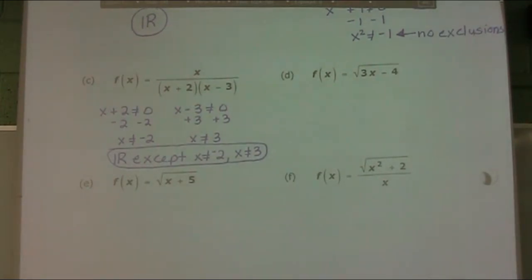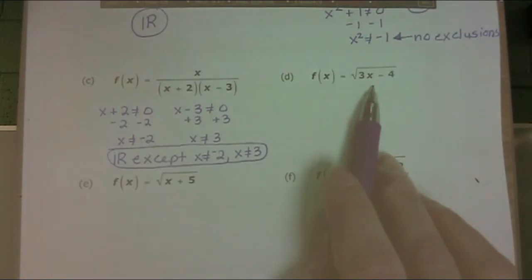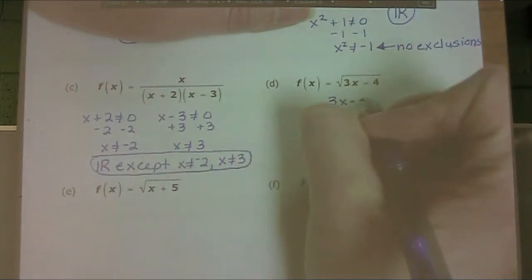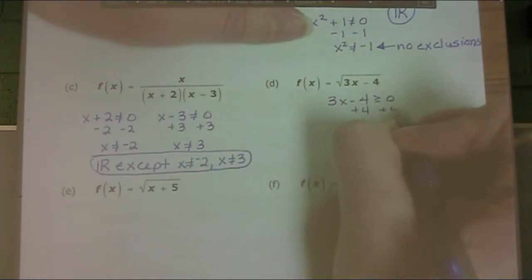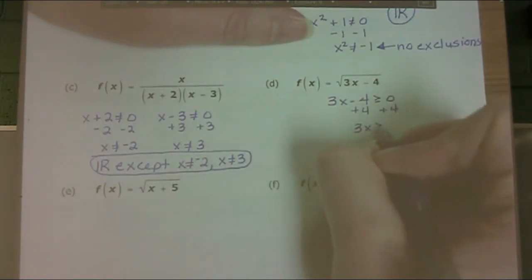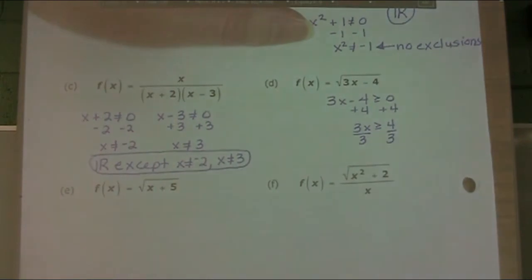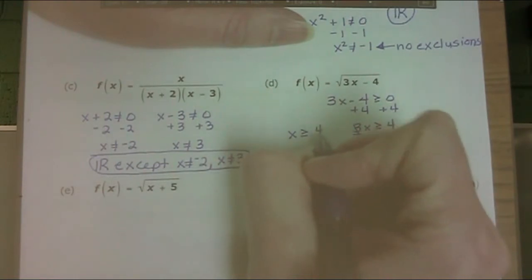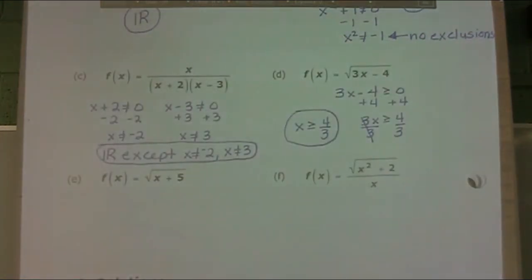Now if we go to D, there's no fraction here, but there is a square root. And remember, this cannot be negative under here. It's got to be greater than or equal to 0. So to find our domain, set 3x minus 4 greater than or equal to 0. Add 4 to both sides. And we have 3x is greater than or equal to 4. Divide both sides by 3. And here's our domain. X is greater than or equal to 4/3. There's no all real numbers involved in this particular situation.